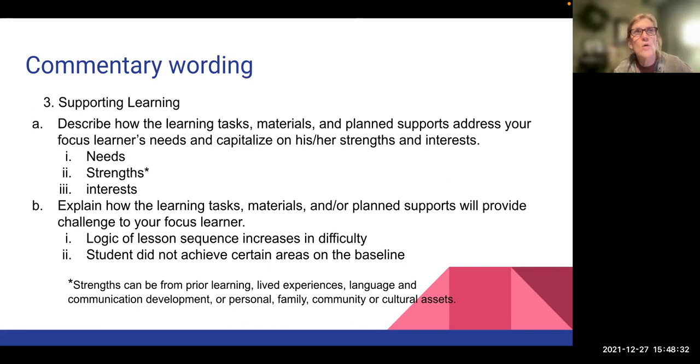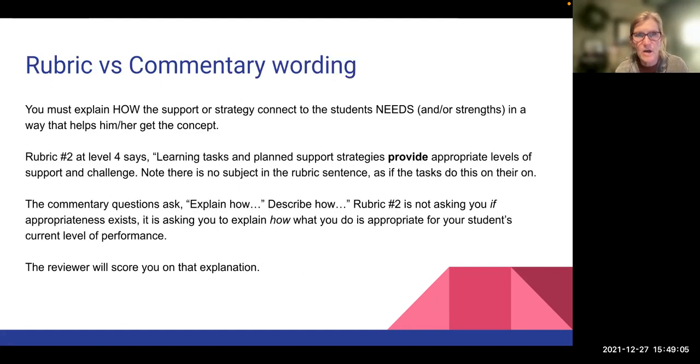But if you don't have that baseline, for instance, you could say that the logic of your lesson sequence increases in difficulty. What if your student already showed strength in one of the skills that you're going to teach? Well, you might want to think ahead about how to increase the challenge in that particular area. So they already have the skill, but maybe you can make the words longer that they're supposed to read, or the numbers larger that they're supposed to work with, right? To increase the challenge for students. So those are the kind of questions that you're asking in the commentary.